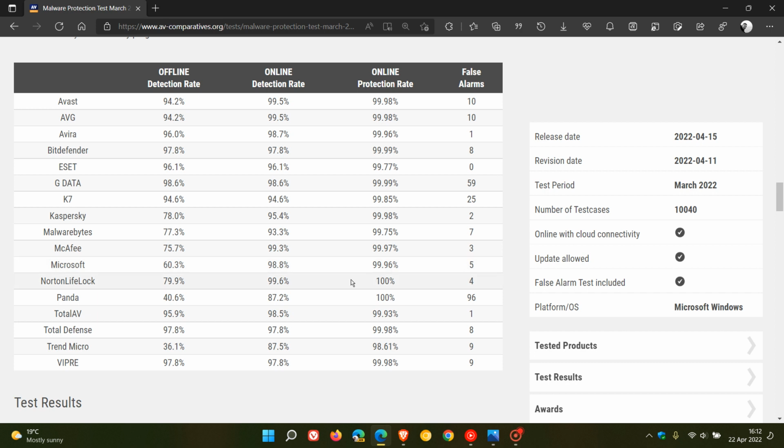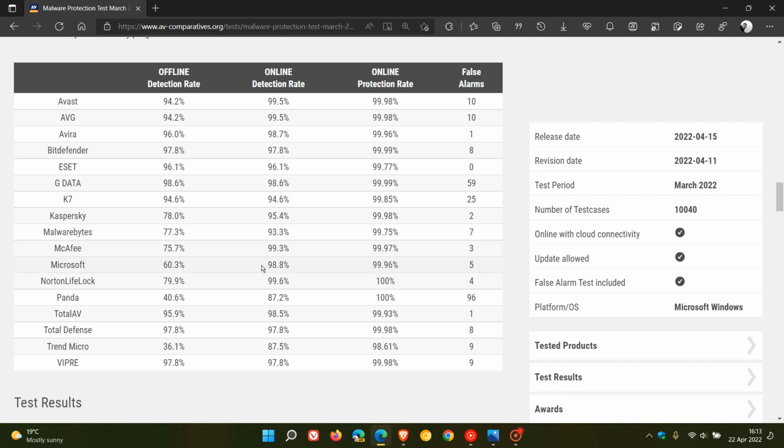Now, if we look at their offline, as mentioned, it's only 60.3%, where Avast is 94.2, AVG is 94.2, Avira is 96, Bitdefender is 97.8, ESET 96.1, and as we go down, there's only a couple here that are actually below that. So this is one of the lowest, as these results did mention. 60.3% for Microsoft for offline detection. Here is one lower, Panda 40.6, and then Trend Micro 36.1. So just by looking at this chart very quickly, Microsoft Defender is your third lowest offline detection when it comes to detecting threats offline and keeping your device safe. So when it comes to offline protection, it's not really up to par with all the other mainstream antivirus clients.